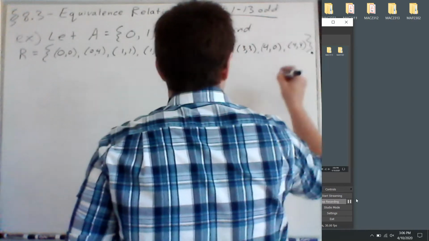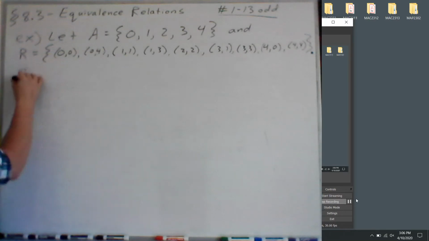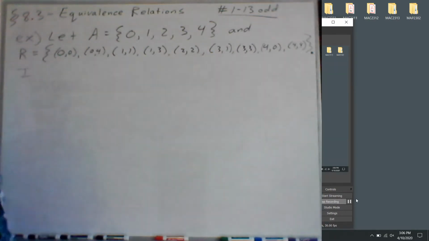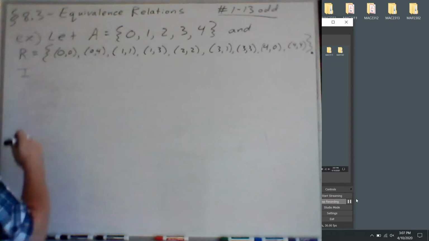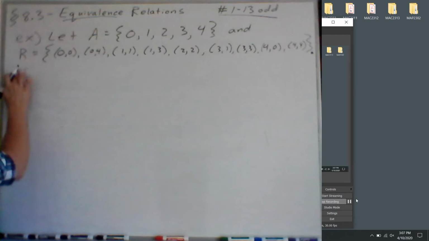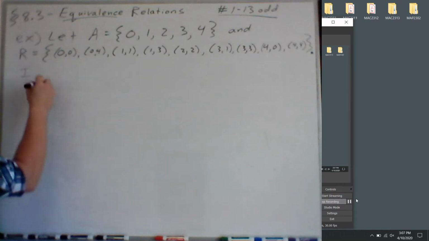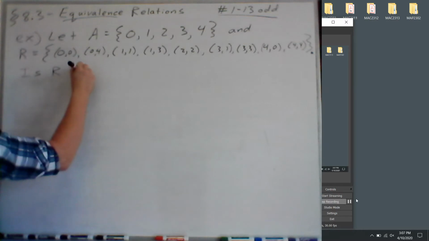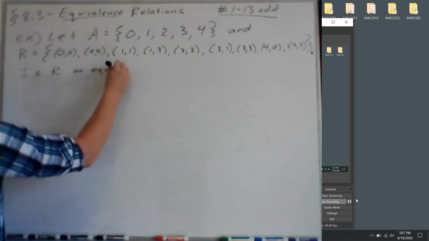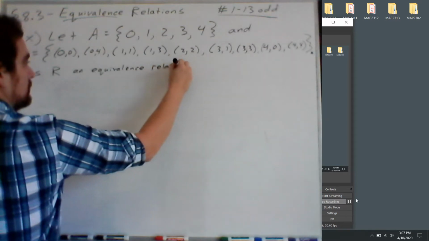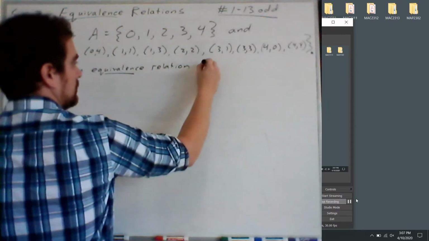And we want to see, now we already know R is a relation on A, right? We're defining the relation specifically. So we know R is a relation on A, but is it an equivalence relation on A? Well, we have to check those three properties to see if it is. Is R an equivalence relation on A?